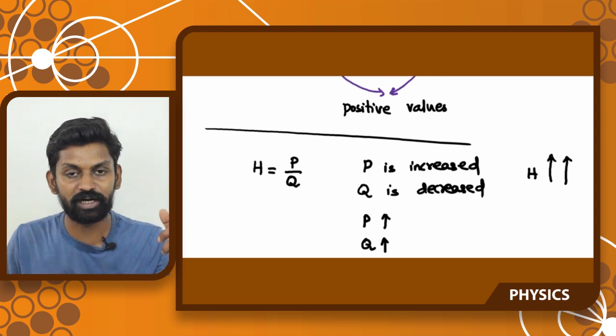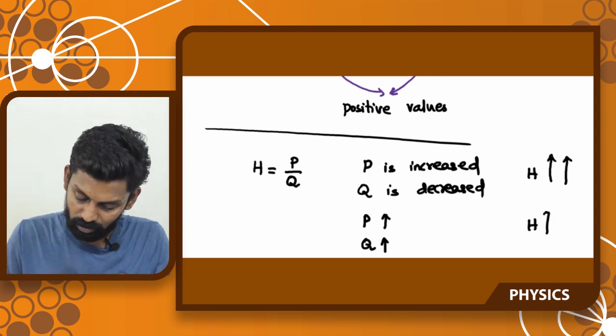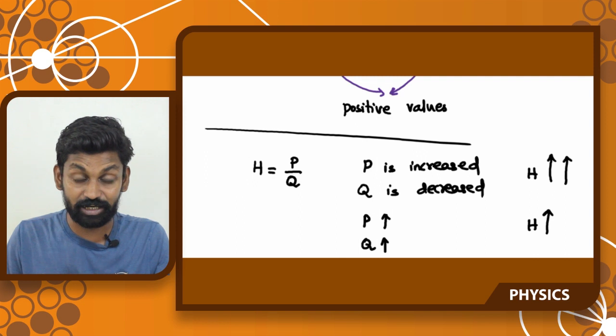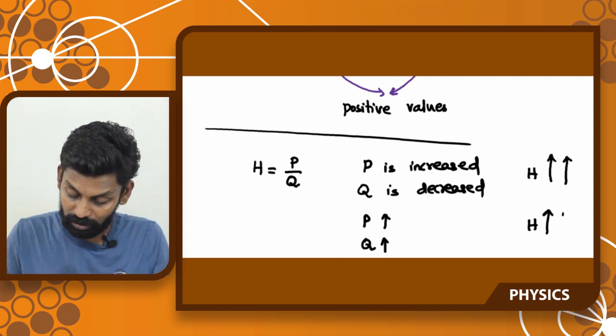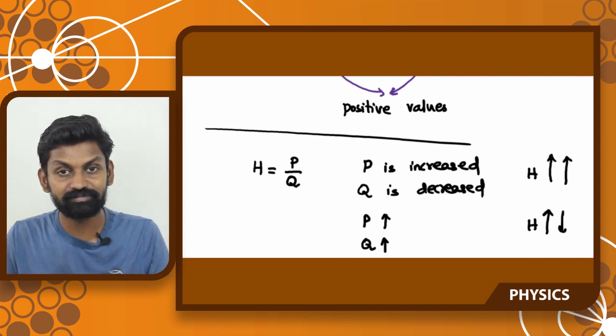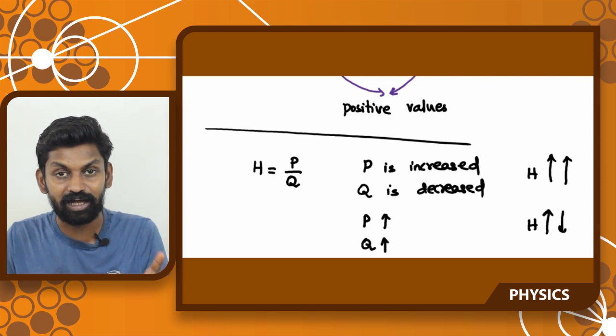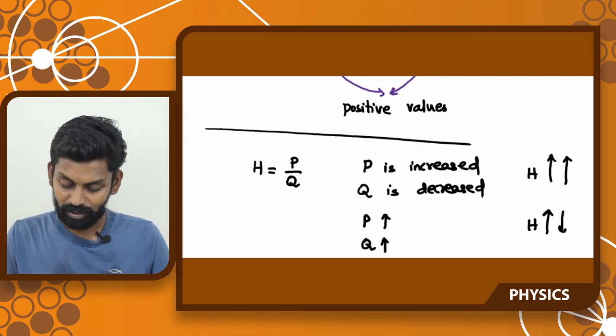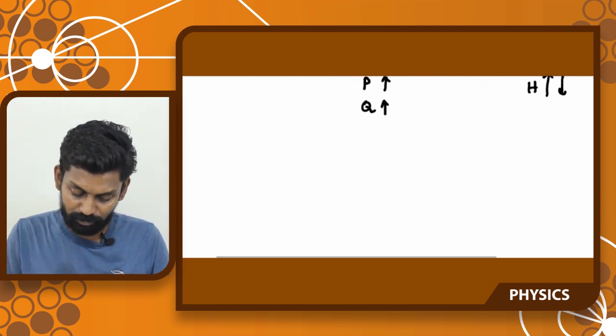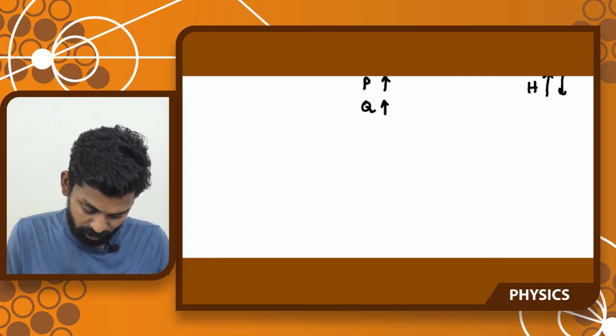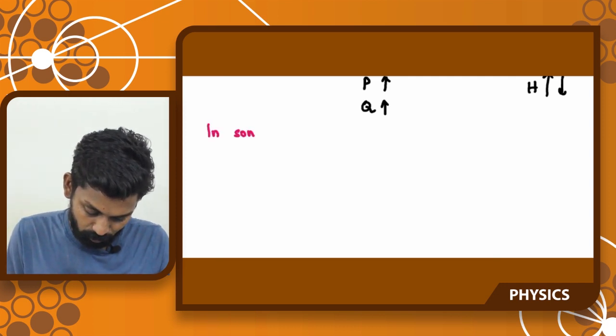Because of the increase in numerator, the value of the fraction will increase, while because of the increase in denominator, the value of the fraction has to decrease. So there is a chance that there is no change in the value of H. So, in some numericals, see, this statement is very important.